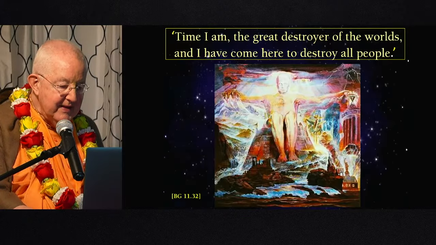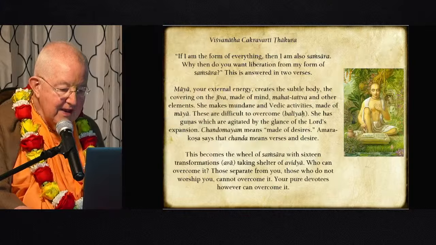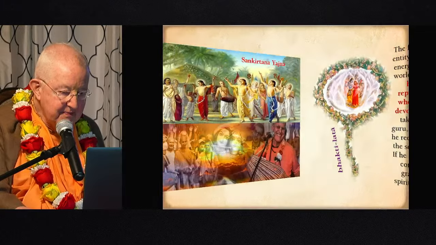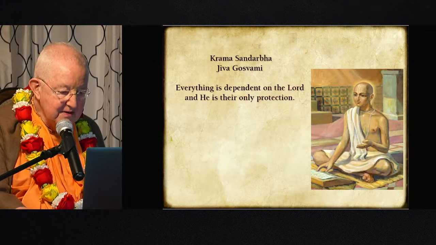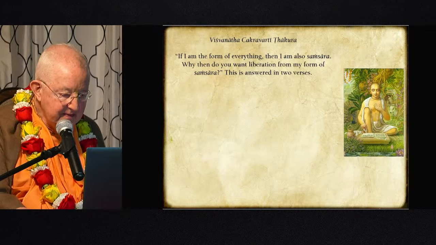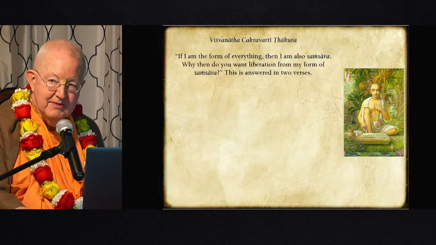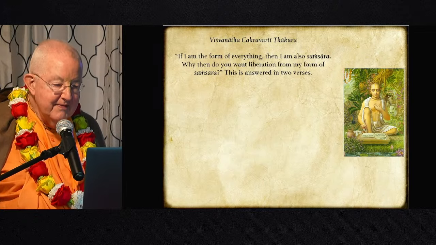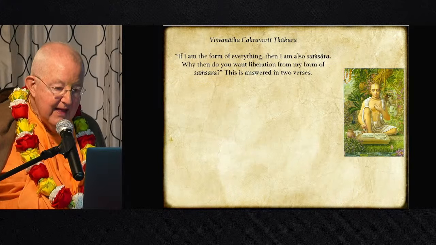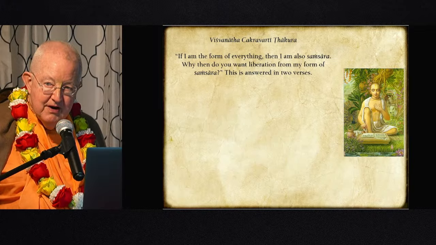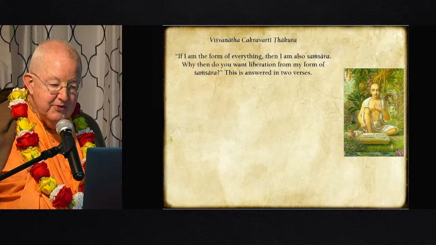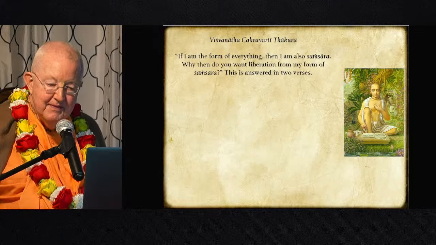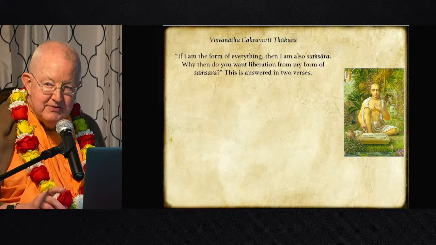It's Jiva Goswami's way of saying what's being said elsewhere. Let's see where that one is. Two slides later. This one? Vishwanath. Okay, I'll read it slowly. Quote, if I'm the form of everything, then I'm also samsara. Why then do you want liberation from my form of samsara? This is answered in two verses. That's your question. Okay.